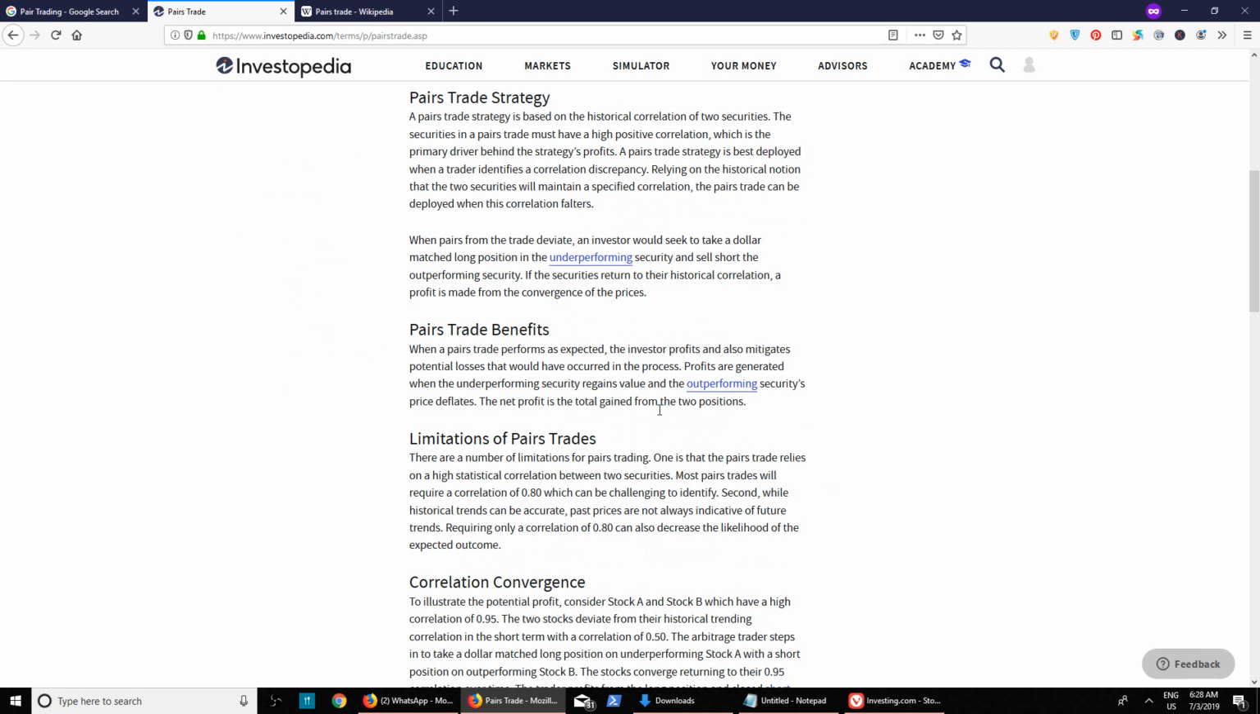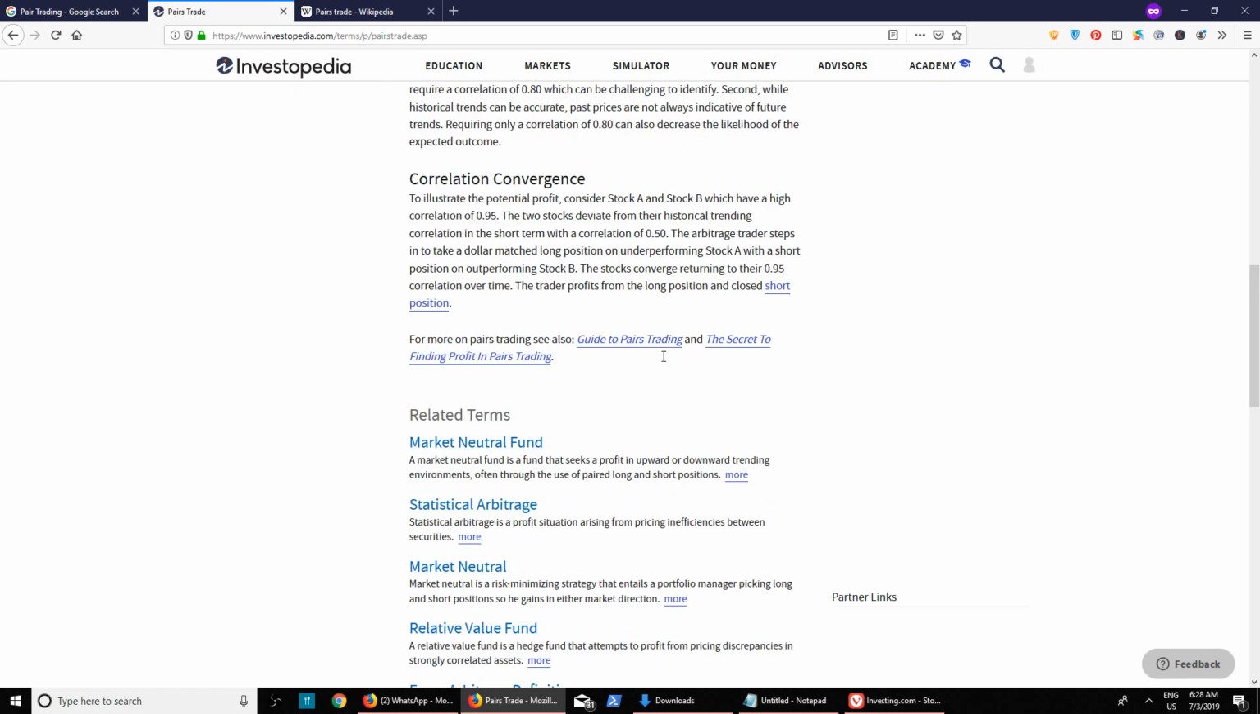The benefit of pair trading is that when a pair trade performs as expected, the investor profits and also mitigates potential losses. As an investor, you may not be able to short a stock and carry it forward. However, on an intraday position, on the same day, you would be able to short a position too, and square off by the end of the day. So let me just show you with a good example here.